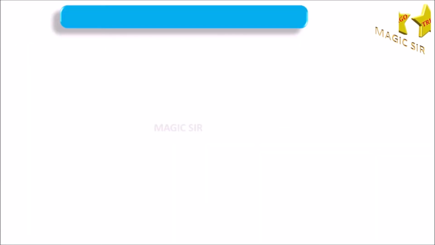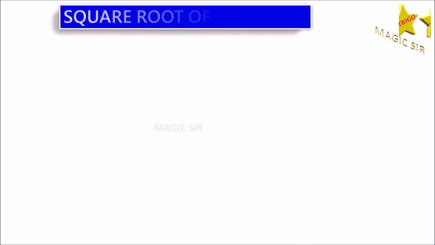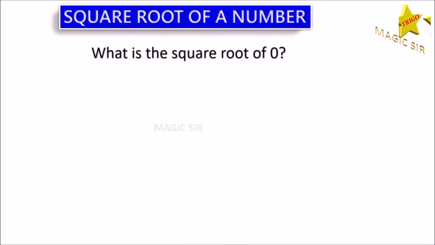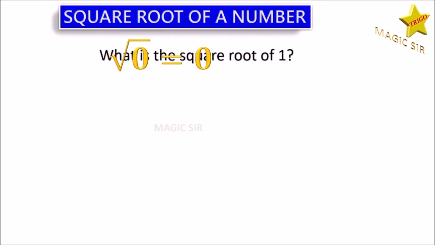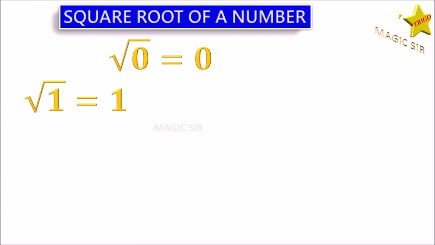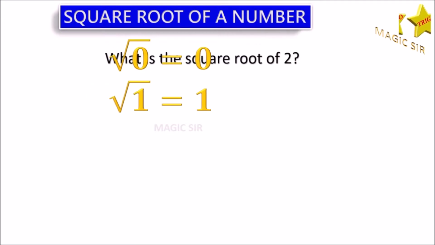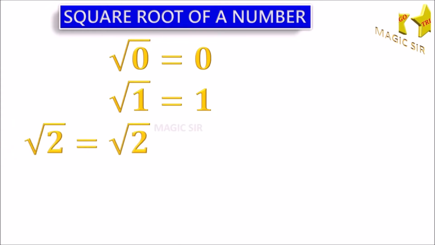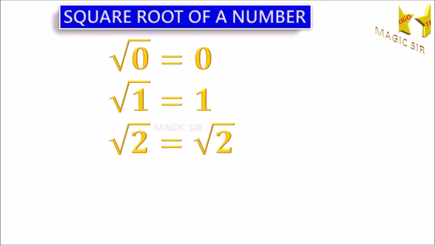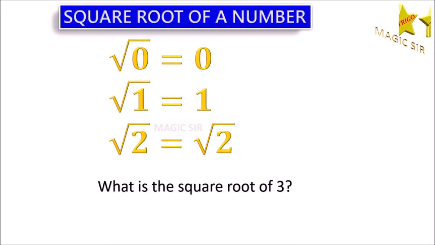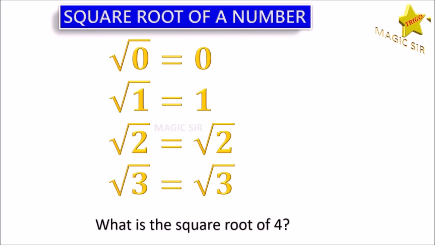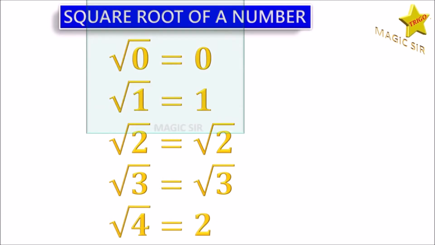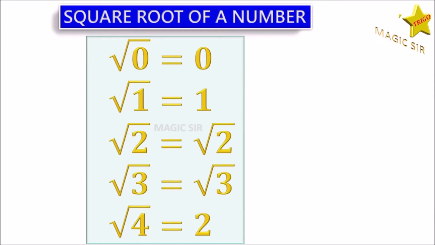You have learned the concept of square root of numbers in the lower standard. Try to remember it. What is the square root of 0? The square root of 0 is 0. What is the square root of 1? The square root of 1 is 1. What is the square root of 2? Square root of 2 is root 2. What is the square root of 3? Square root of 3 is root 3. And what is the square root of 4? The square root of 4 is 2.